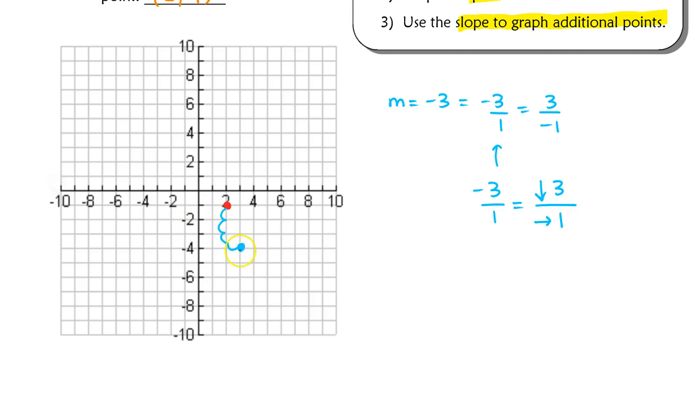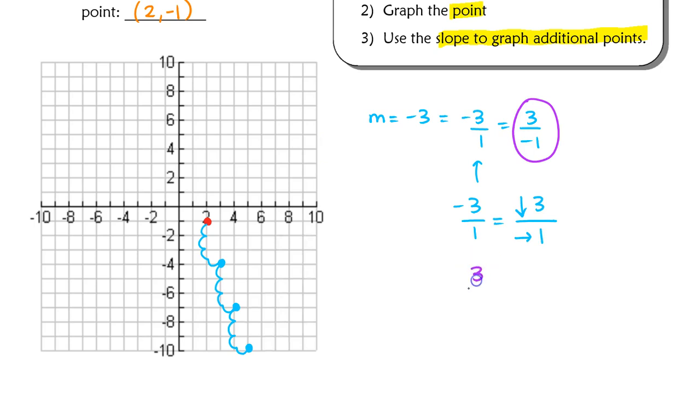I'll do that all over again. We're going to go down 1, 2, 3, to the right 1. Here's my next point. Do that one more time, down 1, 2, 3, and to the right 1. And there's my point here. Now I'm going to switch colors and we're going to do this other fraction here. So 3/-1 means I'm going to go up 3 and to the left 1.